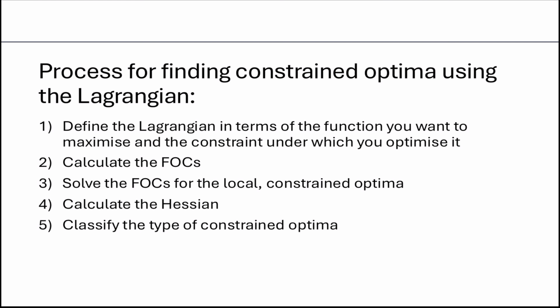The process for finding constraint optima using the Lagrangian is as follows. Step 1: define the Lagrangian in terms of the function you want to maximize and the constraint under which you optimize it. Step 2: calculate the first order conditions of the Lagrangian. Step 3: solve the first order conditions for the local constraint optima. Step 4: calculate the Hessian. Step 5: classify the type of constraint optima. This is where the projected bordered Hessian and the bordered principal minors method come in.